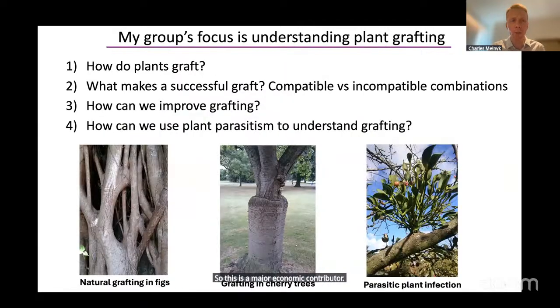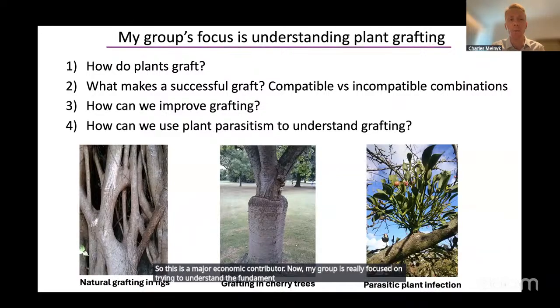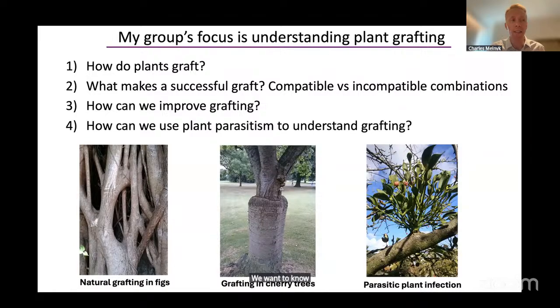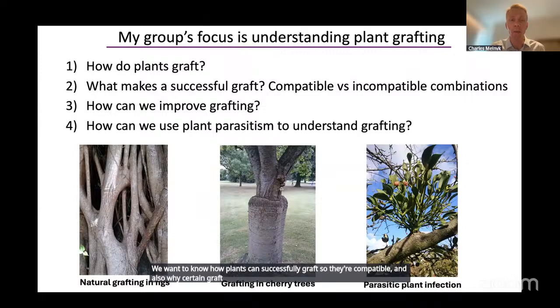Now, my group is really focused on trying to understand the fundamental mechanism for how plants are able to successfully graft. We want to know how plants can successfully graft so they're compatible, and also why certain graft combinations fail. We want to take this information to then improve grafting.